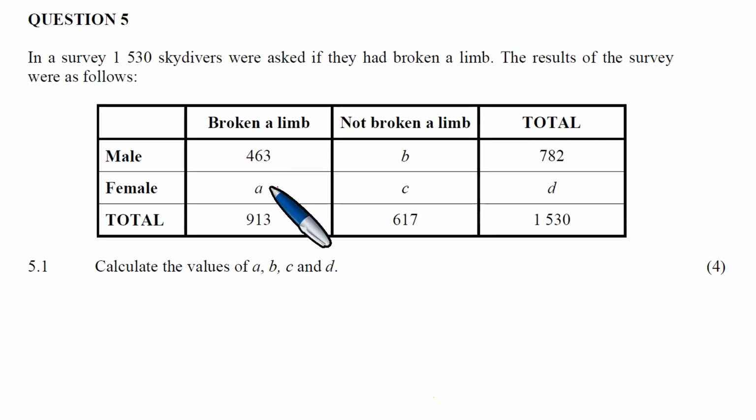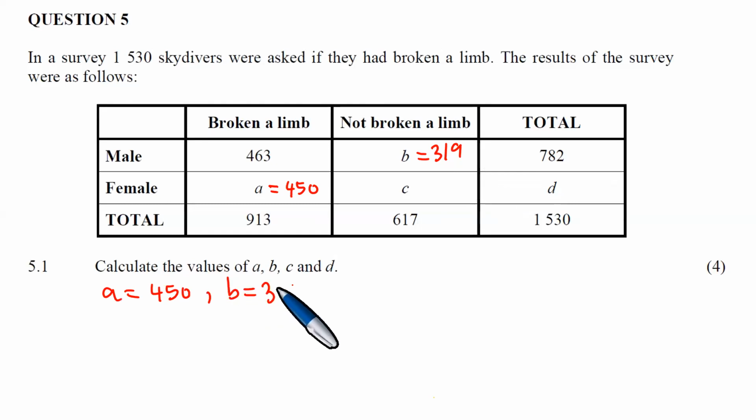So we've already seen that A here is 450. B is the number that, when added to 463, gives 782. What must B be? 319, because 463 plus 319 gives us 782. So our B is 319. What is our C? B plus C must be 617. Clearly our C must be 298, because 298 plus 319 is 617.